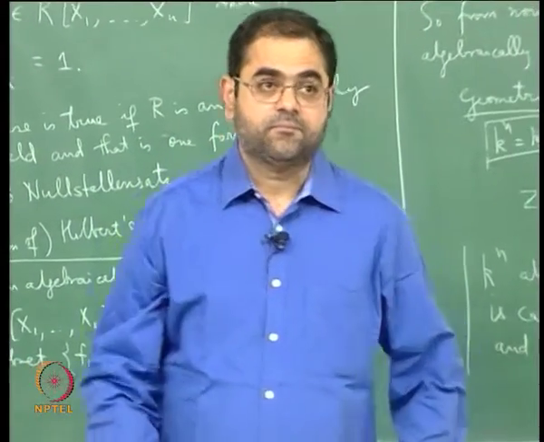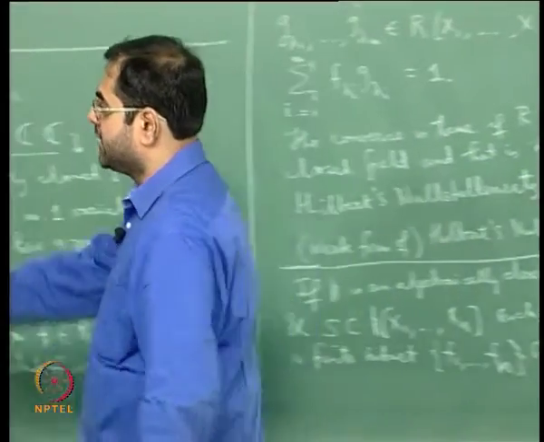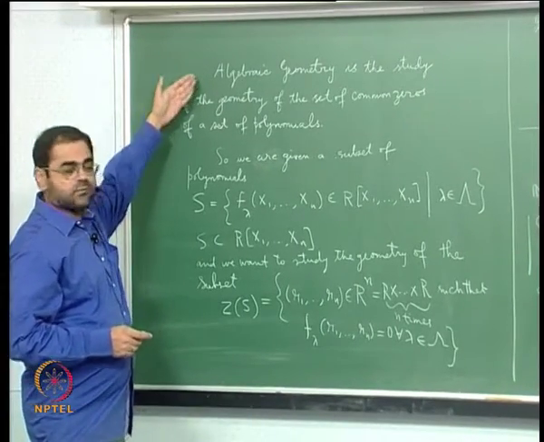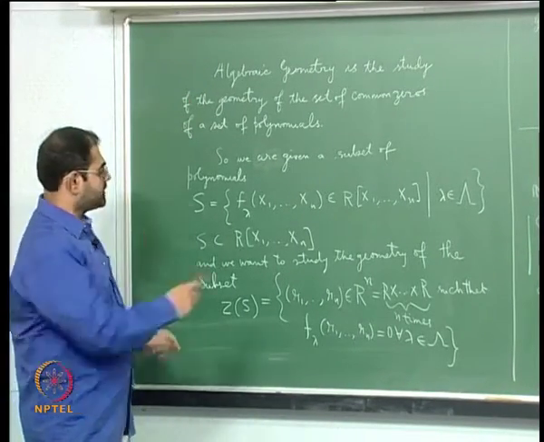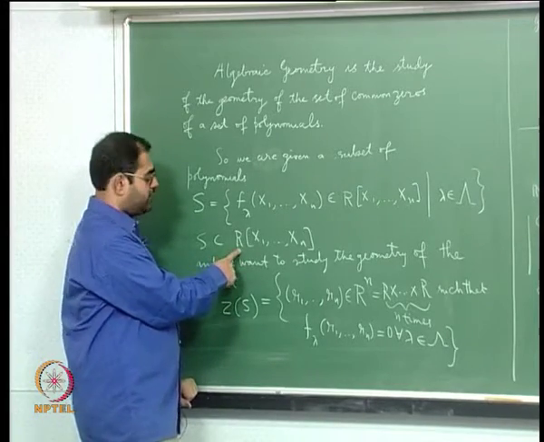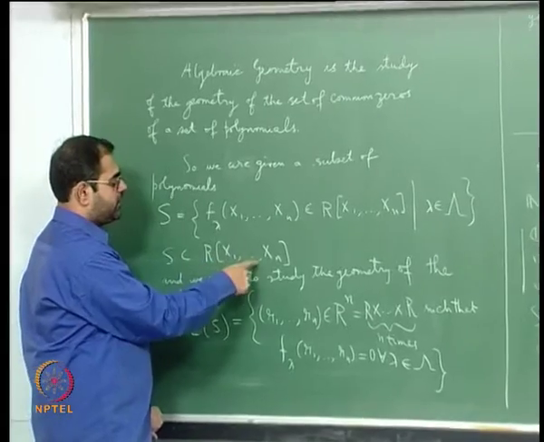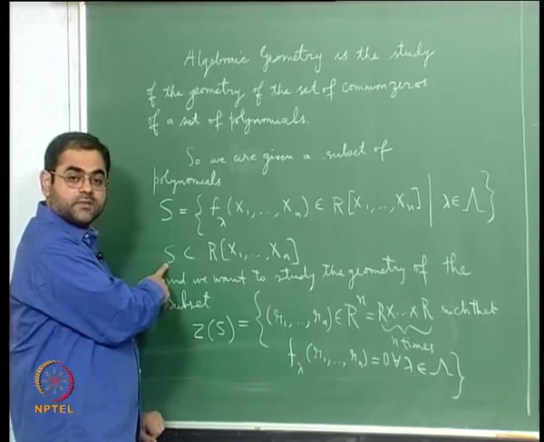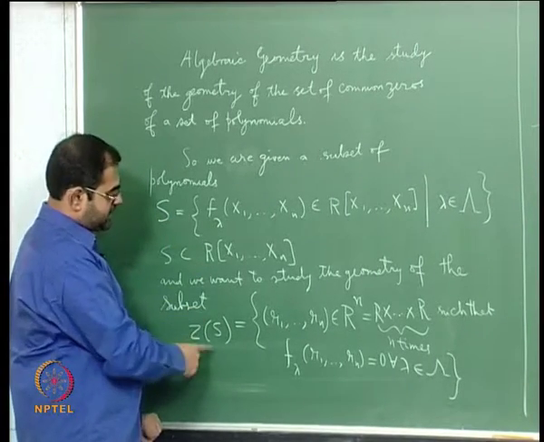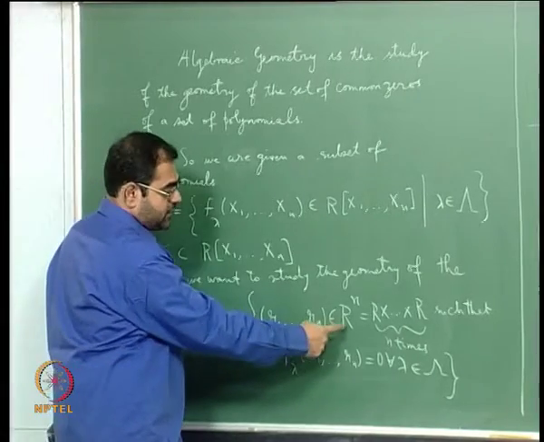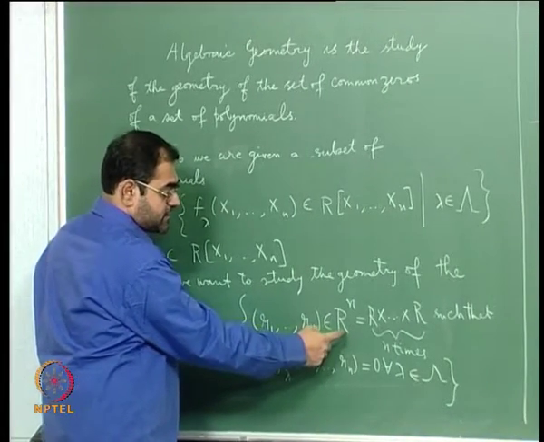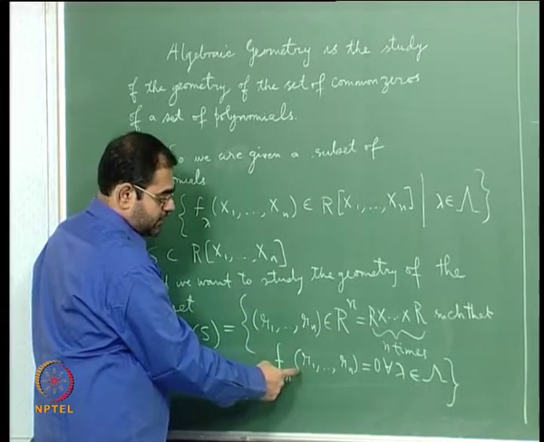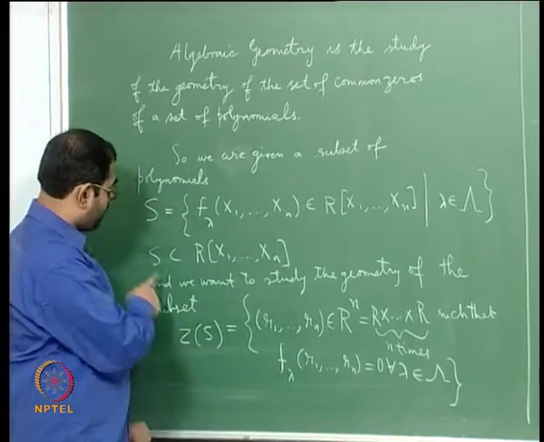Okay, so let me recall from the previous lecture. Algebraic geometry is the study of the geometry of the set of common zeros of a set of polynomials. You take a commutative ring R, and then the polynomial ring over that ring in n variables, and you take a subset S of polynomials. The zero set defined by that subset is a subset of the Cartesian product of R with itself n times, consisting of all those n-tuples which are common zeros of every polynomial in this set S.